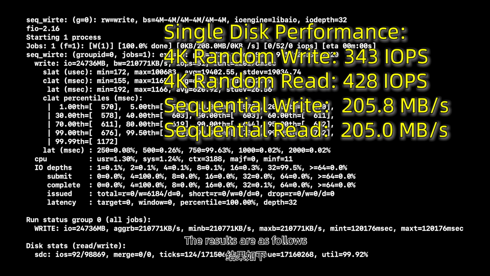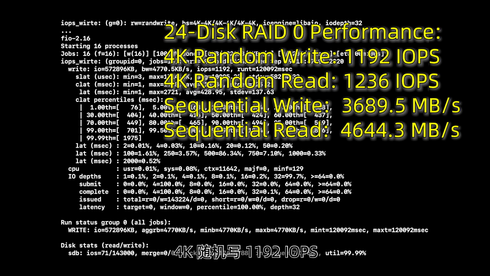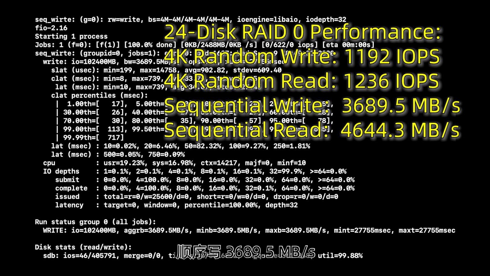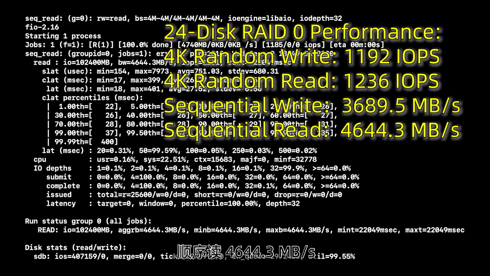The results are as follows. 4K random write, 1192 IOPS. 4K random read, 1236 IOPS. Sequential write, 3889.5 MB per second. Sequential read, 4644.3 MB per second.